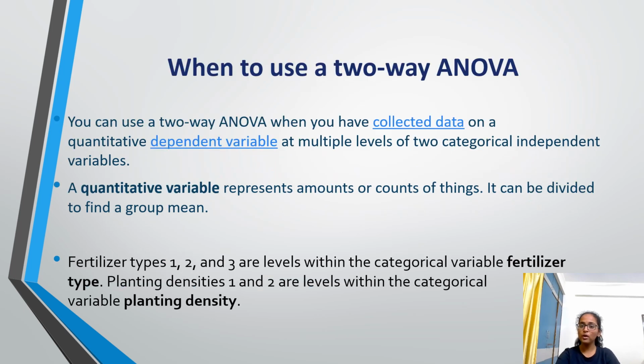So let us look at when to use this two-way ANOVA. You can use a two-way ANOVA when you have collected data on a quantitative dependent variable at multiple levels of two categorical independent variables. A quantitative variable represents amounts or counts of things. It can be divided to find a group mean. So as we considered from the previous example, fertilizer types 1, 2 and 3 are the three levels within the categorical variable fertilizer type, whereas planting densities 1 and 2 are the levels within the categorical variable planting density.